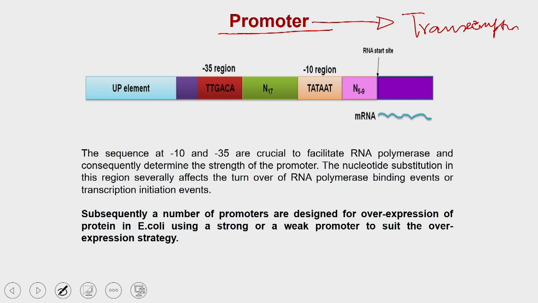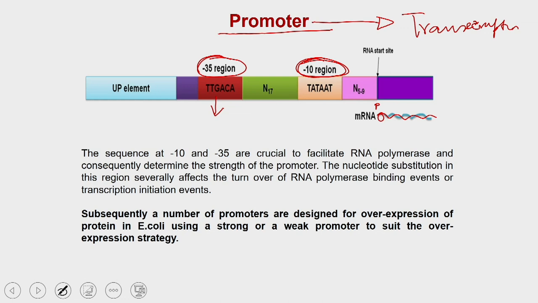In a typical promoter, you have two regions. One is called the minus 35 region, the other is called the minus 10 region, and this is your site 0 from where the messenger RNA is going to be synthesized. All these promoters are upstream to the start site, and the minus 35 region as well as the minus 10 region contain different types of nucleotide sequences, and the presence of different nucleotide sequences or cassettes decides the strength of these promoters.